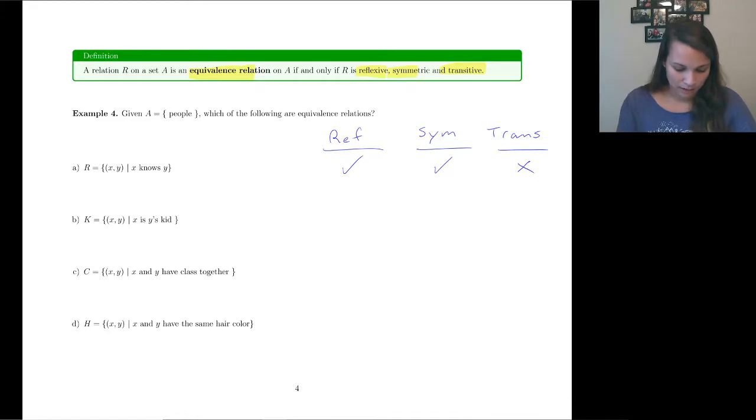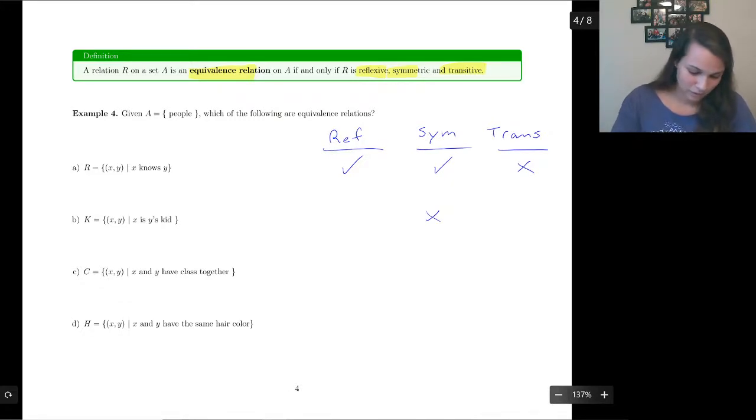And then we've got X is Y's kid. We already discussed that one. That one's not symmetric. I am not Landon's kid. So we discussed that it was not symmetric. We also discussed that it was not reflexive.